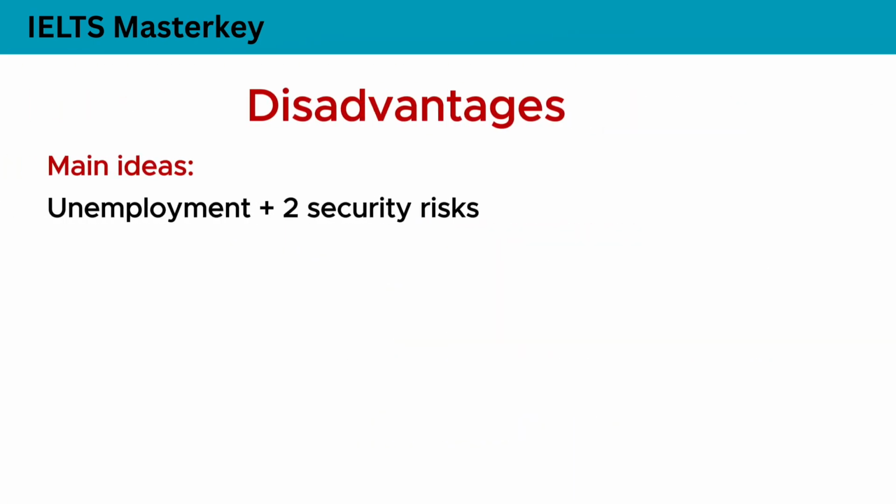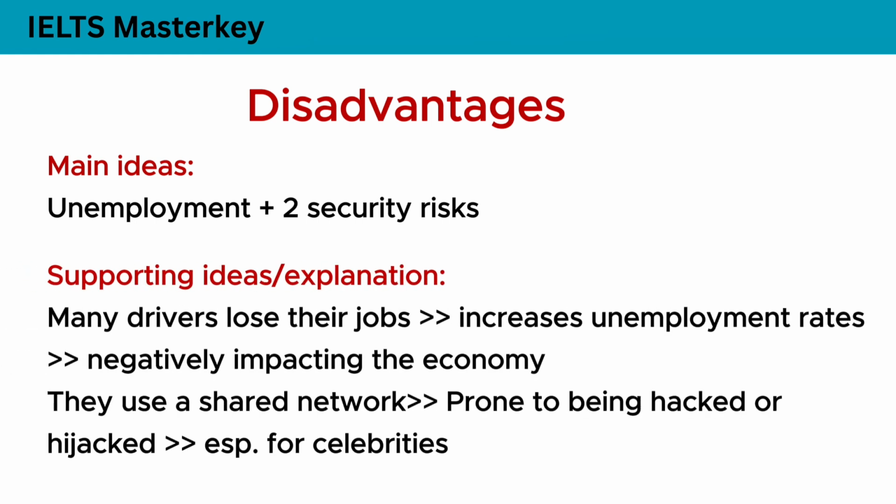For security risks, we could explain that these vehicles operate on shared digital networks, making them vulnerable to hacking or hijacking. This could be especially dangerous for high-profile individuals such as celebrities who could be kidnapped by manipulating the vehicle systems. Then we write a topic sentence for this body paragraph based on our main ideas. We could say, nevertheless, there are some disadvantages that need to be considered. And we could also add a concluding sentence, something like this. These disadvantages should be carefully addressed and managed.